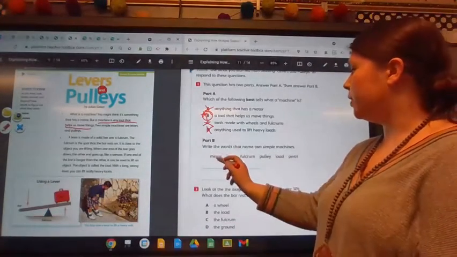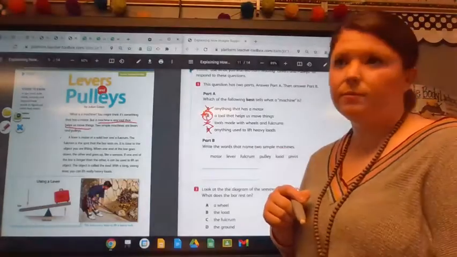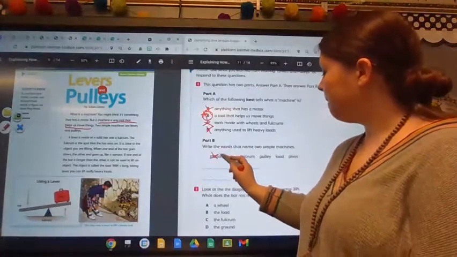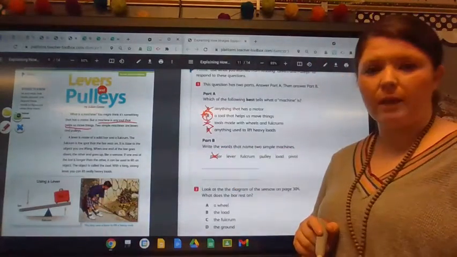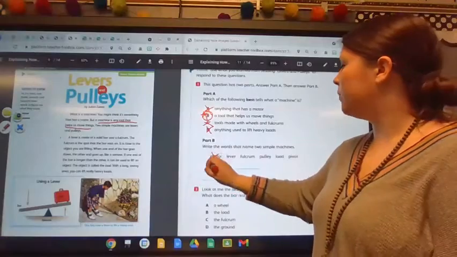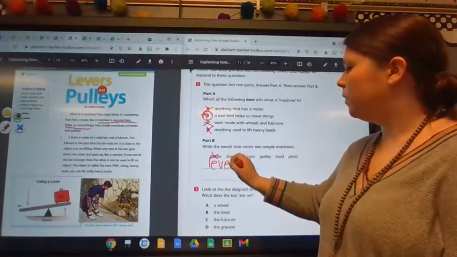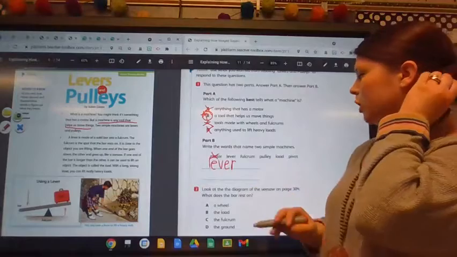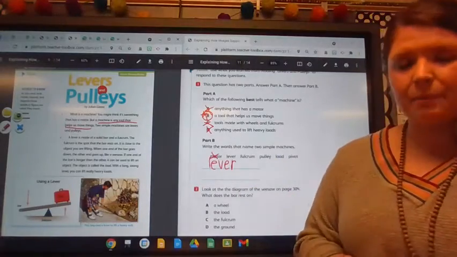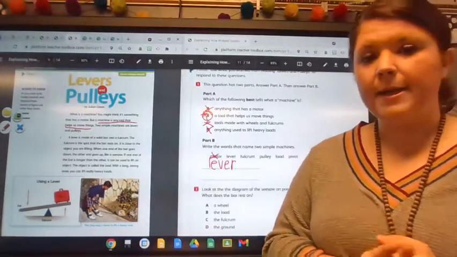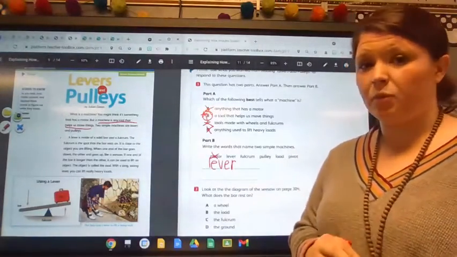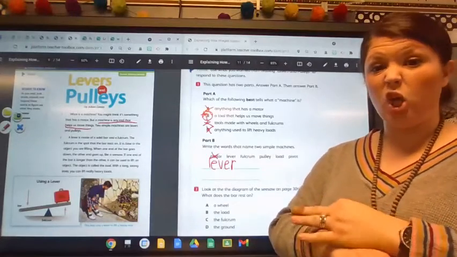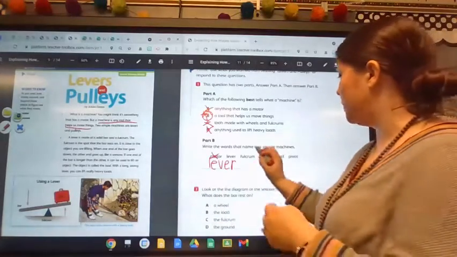All right, is a motor a simple machine? No. Is a lever a simple machine? Yeah, we read about a lever, right? We even have that diagram here. A fulcrum. Is a fulcrum a simple machine? It's a part of a simple machine, but it couldn't work without the other part, so no.